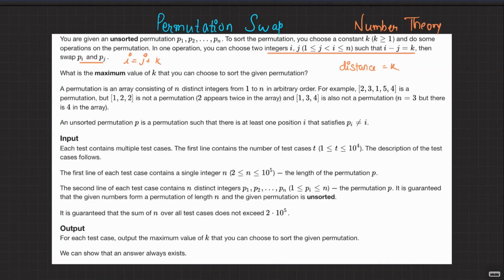Let's solve this question, permutation swap. I hope you read the question once. Let's start. Basically you are given an unsorted permutation, P1, P2, Pn. You already know what a permutation is. It's simply an array of n integers in which elements from 1 to n appear exactly once in any order, of course. And they have defined one operation here.